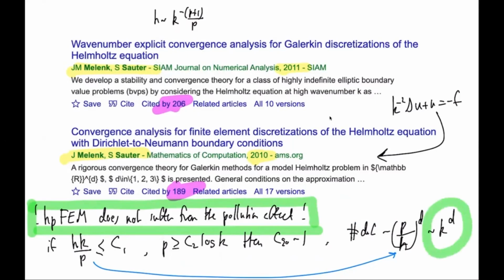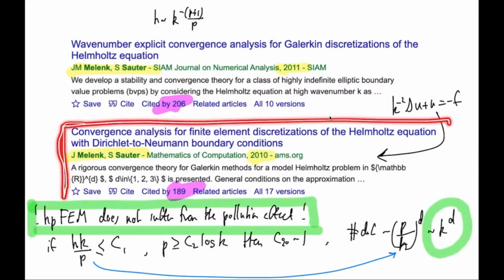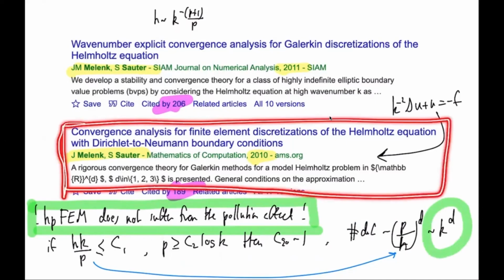This is the result that Markus Melenk and Stefan Sauter proved in 2010, and we're going to present a proof of it which is somewhat simpler than theirs. In the final lecture, I'll talk about how the ideas of the simple proof generalize to the more complicated setups that we've been able to study recently.